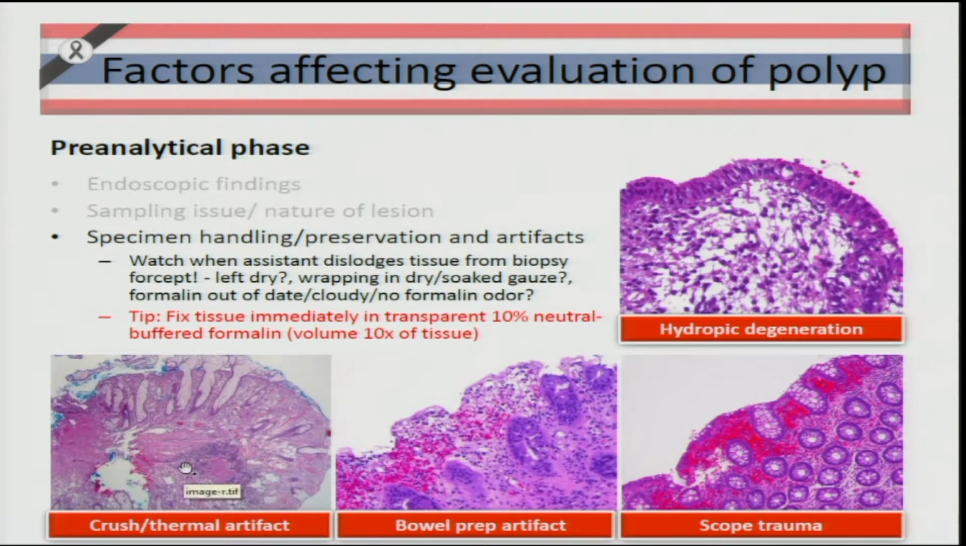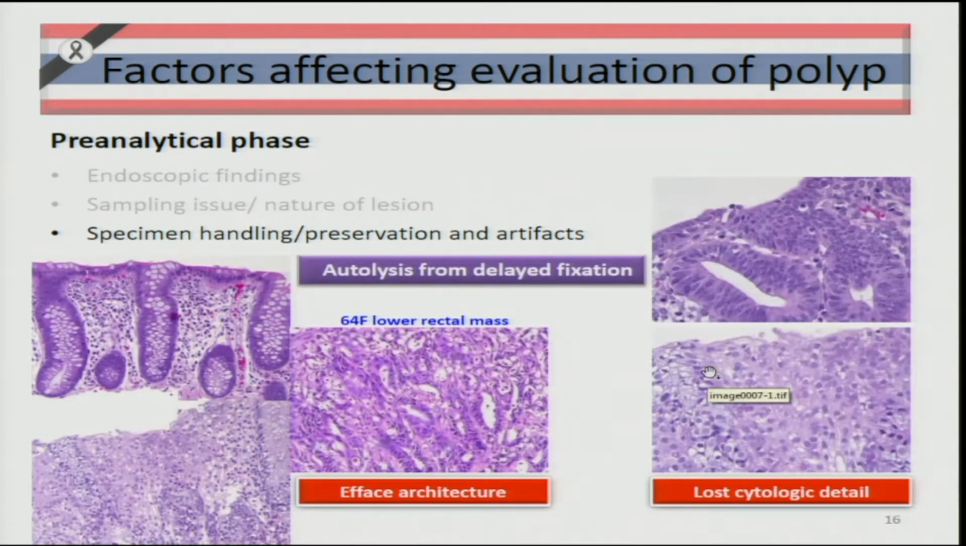And this is an example of crush and thermal artifact. It happens every day, and pathologists hate thermal artifact and staple artifact very much. For bowel preparation artifact, we lose surface epithelium, and for an adenoma with bowel preparation artifact, we cannot evaluate surface maturation. And this is a tissue that has complete autolysis from poor fixation.